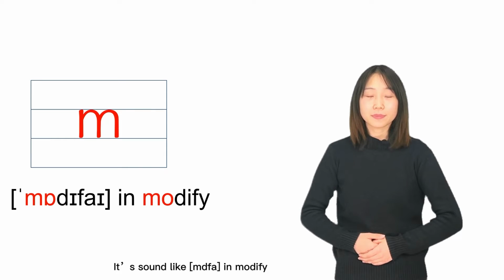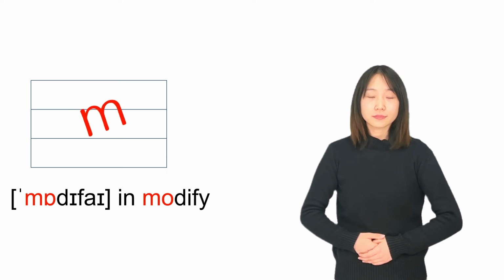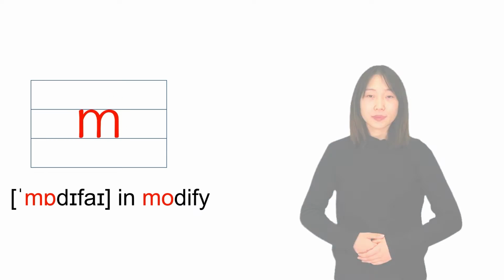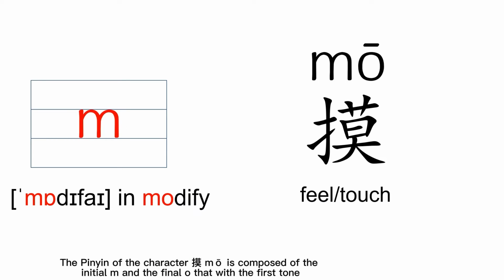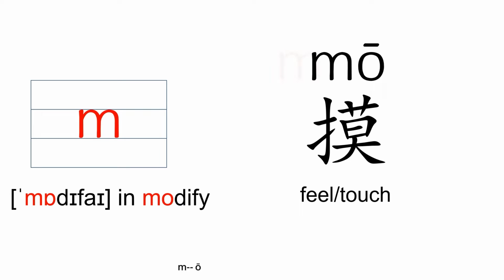Please read after me. Mo, mo, mo. The pinyin of the character mo is composed of the initial mo and the final o, with the first tone. Mo, or mo. Mo means feel or touch.